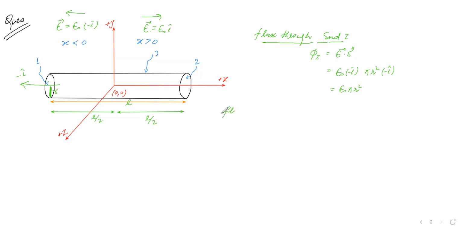Similarly, what will be the value of flux through end 2? This is your phi 2, which is equal to E dot S. What is the value of E here? E is your E naught for region 2. This is your region 2. In this region, the value of E is E naught i cap. You can take it as it is. And the area vector, once again, will be pi r square, and it is also positive i cap. Finally, after calculation, you get E naught pi r square.